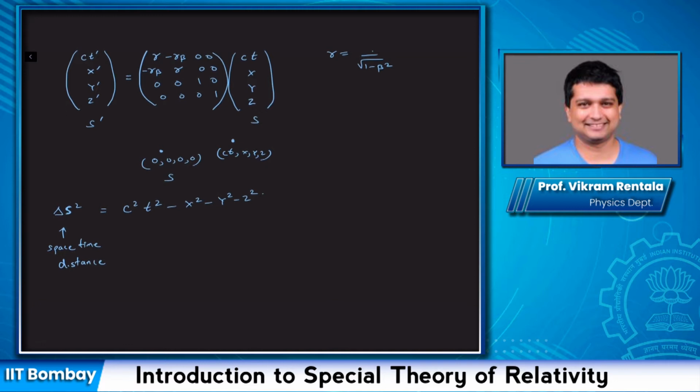Okay, and what we've seen is if we calculate the same quantity in frame S prime, then we would get exactly the same number. That is, we would get the same spacetime distance between these two spacetime points A and B. So that is, if we calculated the quantity c square t prime square minus x prime square minus y prime square minus z prime square, this quantity would also turn out to be the same.